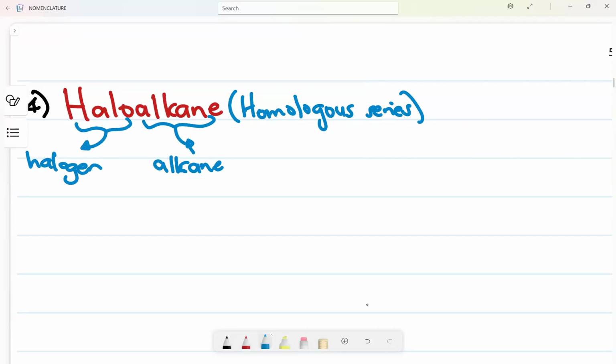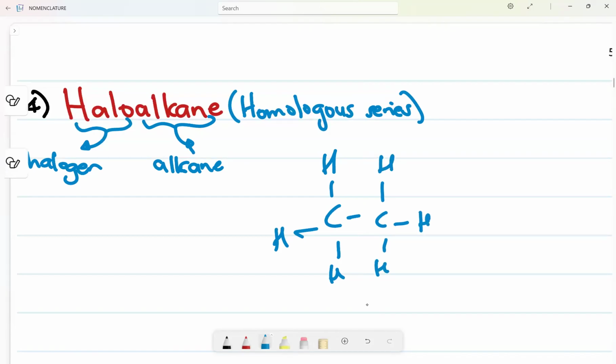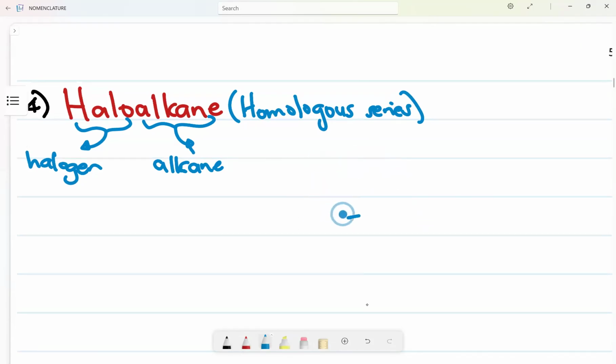Remember, we have haloalkane. So now we only know alkane. Now, what is a haloalkane? A haloalkane is a type of organic molecule in which one hydrogen is substituted by a halogen. Instead of having H everywhere, we are substituting one hydrogen with a halogen.